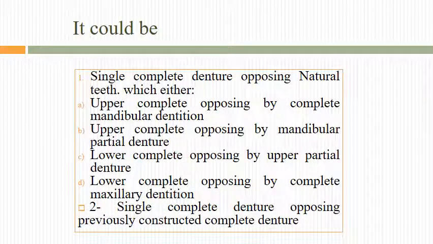A single complete denture could be either a single complete denture opposing natural teeth or a single complete denture opposing a previously constructed complete denture. In the case of a single complete denture opposed by natural teeth, it is either an upper complete opposed by complete mandibular dentition, or an upper complete opposed by a mandibular partial denture, or a lower complete denture opposed by an upper partial denture, or a lower complete denture opposed by complete maxillary dentition.